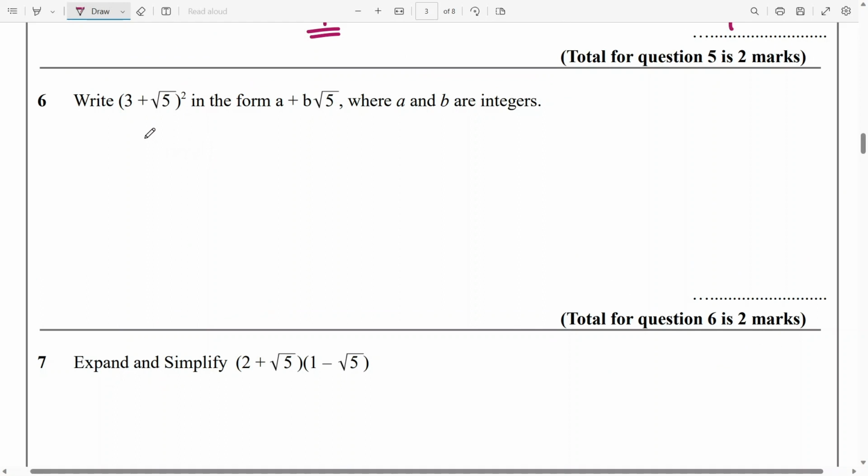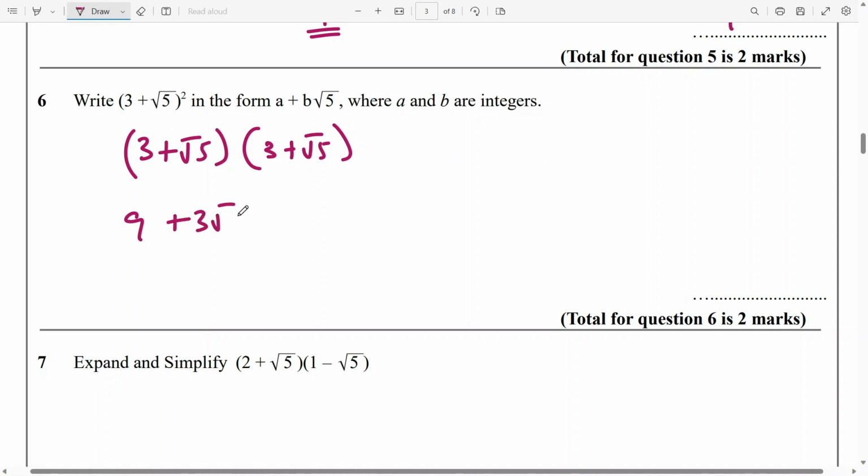Now this again is like 3 plus root 5, and again 3 plus root 5. So multiply 3 times 3 is 9, and 3 times root 5 is 3 root 5, and root 5 times 3, again that's 3 root 5, and root 5 times root 5, that's going to be 5. And then this simplifies to 14 plus 6 root 5.